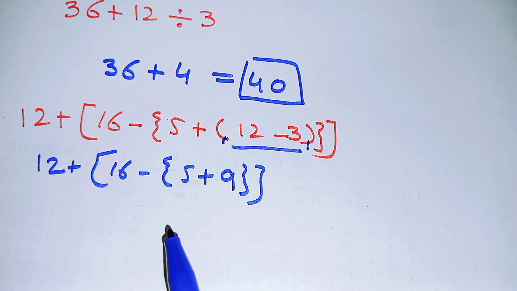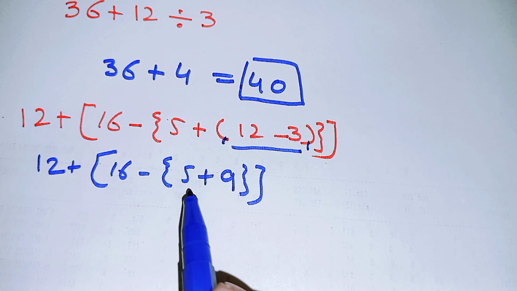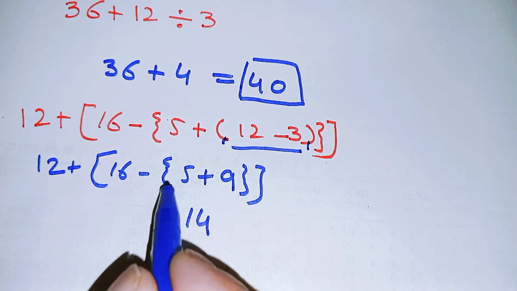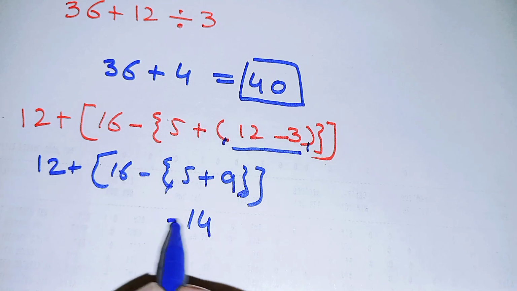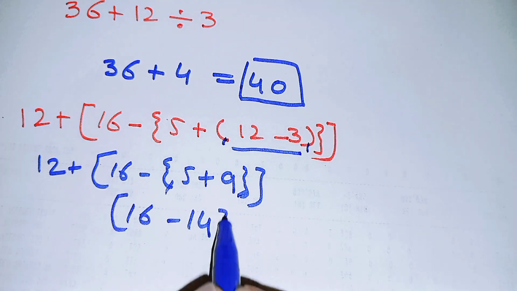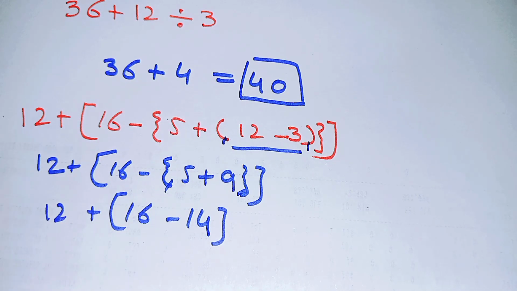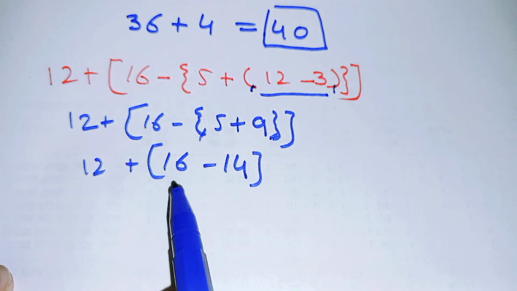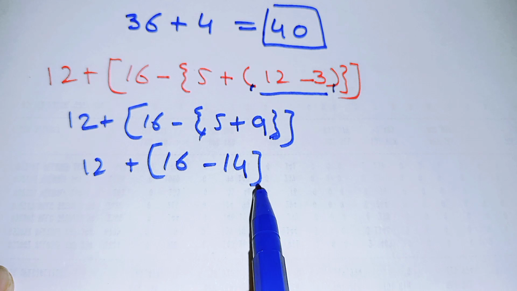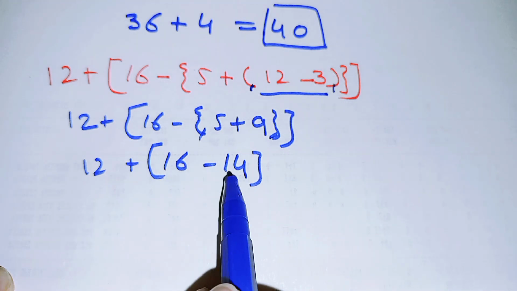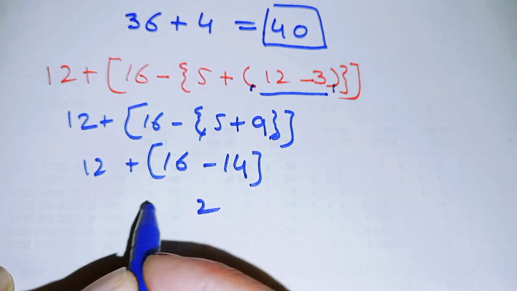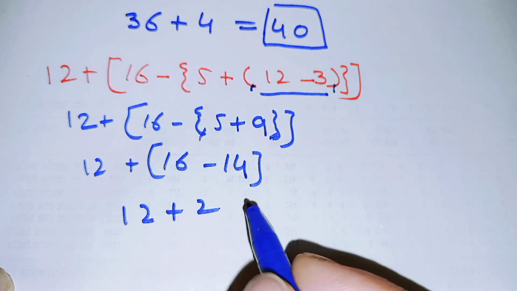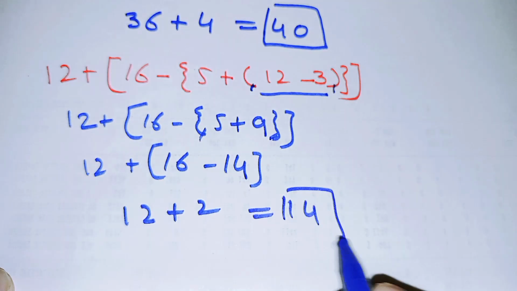So we use this bracket again and solve it: 9 plus 5 is equal to 14, and then this bracket is closed, so this is 14 subtracted from 16. Now we use this bracket, so 16 minus 14 is equal to 2, and then plus this 12. 12 plus 2 is equal to 14, and here it is our correct answer.